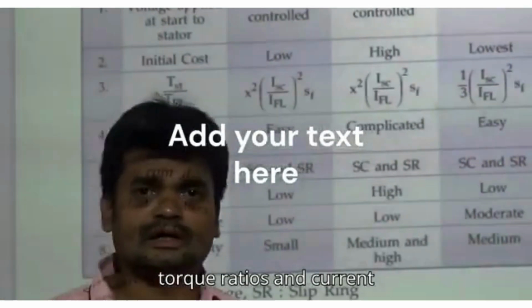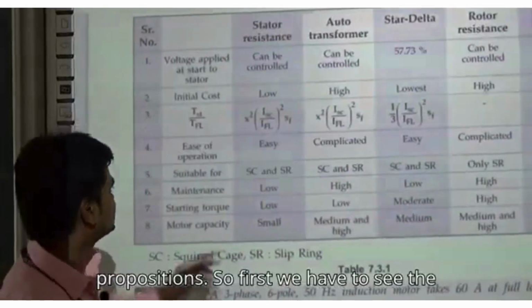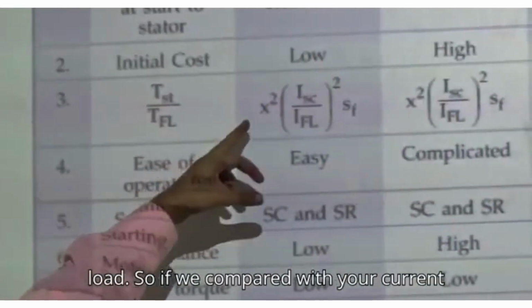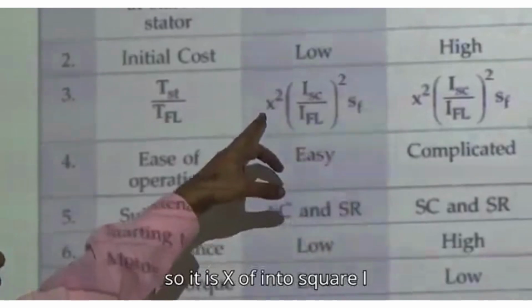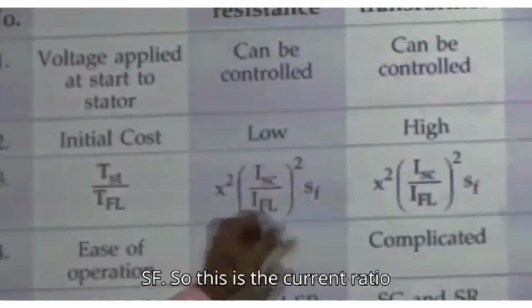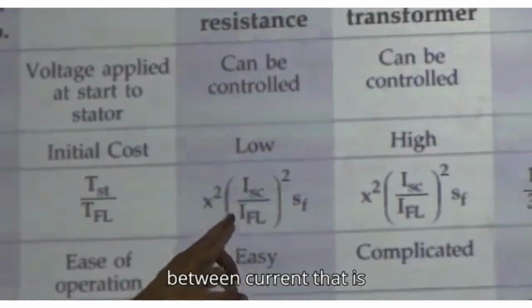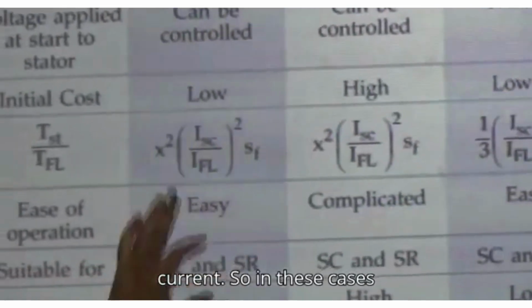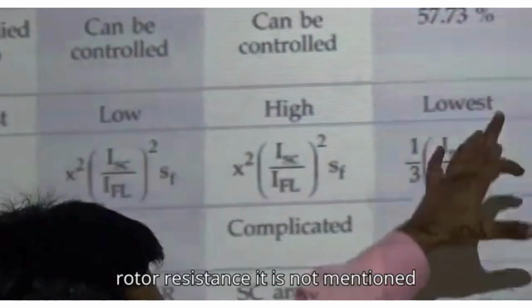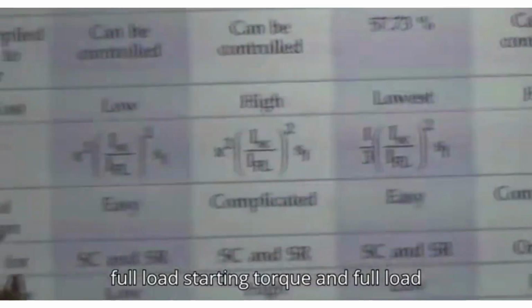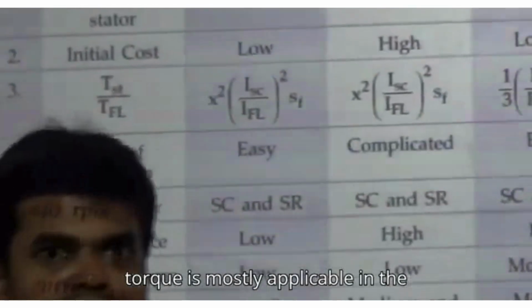And if we go for torque ratios and current proportions, first we have to see the ratio of starting torque as well as full load torque. So if we compare with current, it is x into square of ISC divided by IFL, whole square, into SF. So this is the current ratio, that is ISC, the starting current, divided by full load current. In these cases, rotor resistance is not mentioned here.